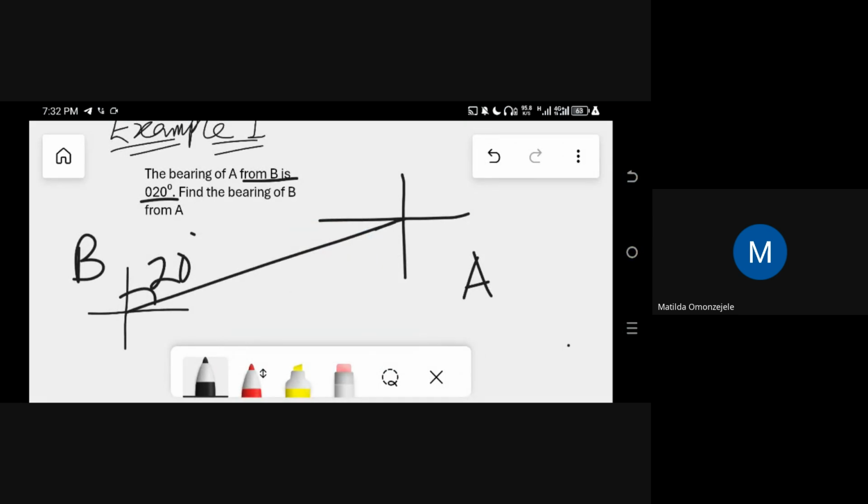Now, this is the bearing of A from B given as 20 degrees. But the question is now saying, what is the bearing of B from A? We have gotten A from B. So what is the bearing of B from A? You will go to the other point, that is point A. You already have the answer for point B. So you will go to the other point, point A. The first thing you do is you go back to your JSS2 when you were taught alternate and corresponding angles.